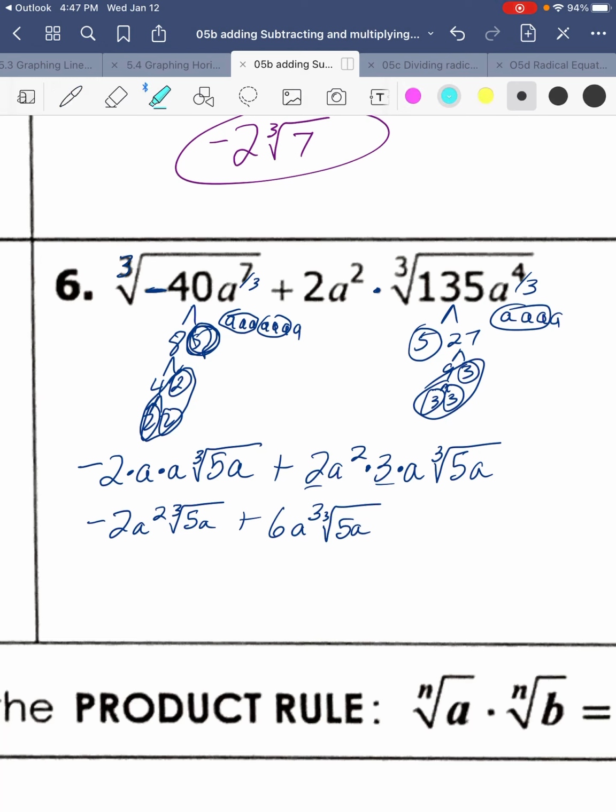All right, let's take a look at what we have. We have 5a, we have cube root, awesome. We have a cubed, oh no, this is a squared, that doesn't match up. So that doesn't match up, so this is it, that's your final answer.